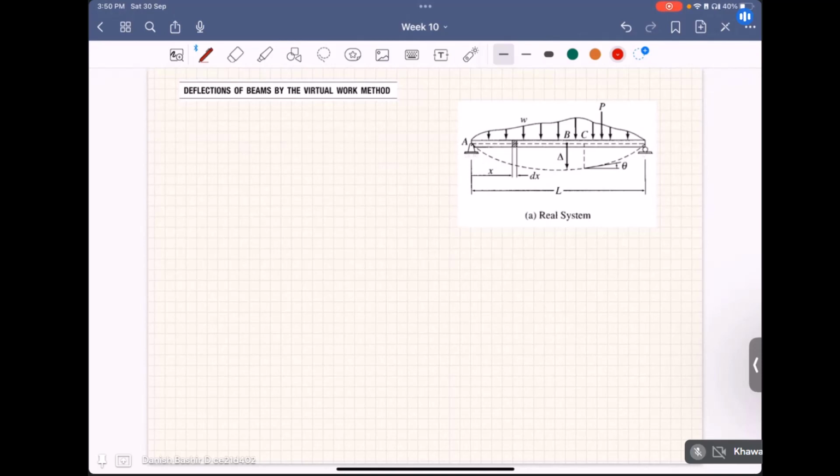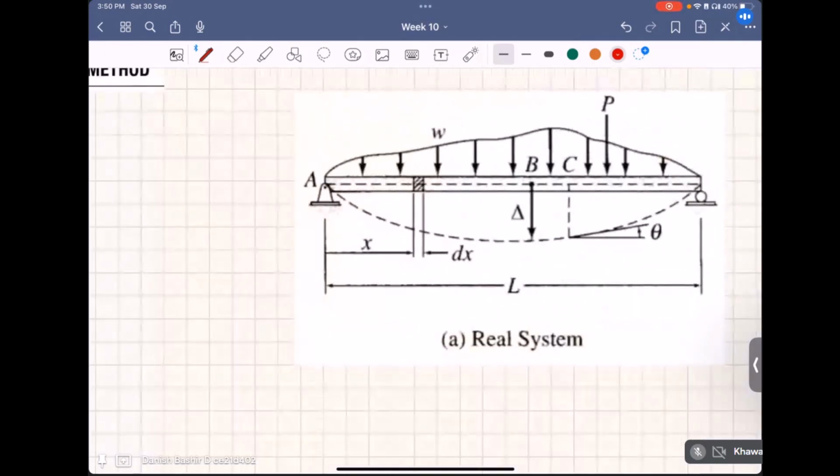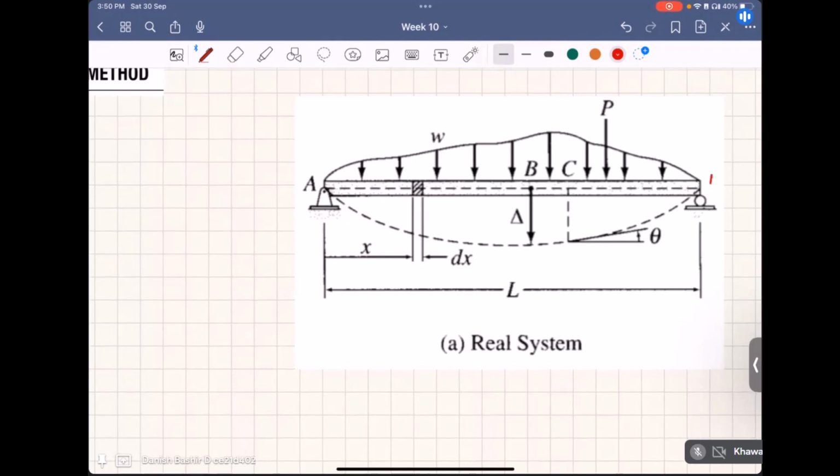So actually, this is the deflection of beams by the virtual work method. In beams, we are concerned about two main quantities: one is the deflection at a point and the other is the slope at that point. For example, this is my beam system, which is simply supported at A and D, and it is subjected to an arbitrary loading, a uniformly distributed load of W, and a point load P at that point.